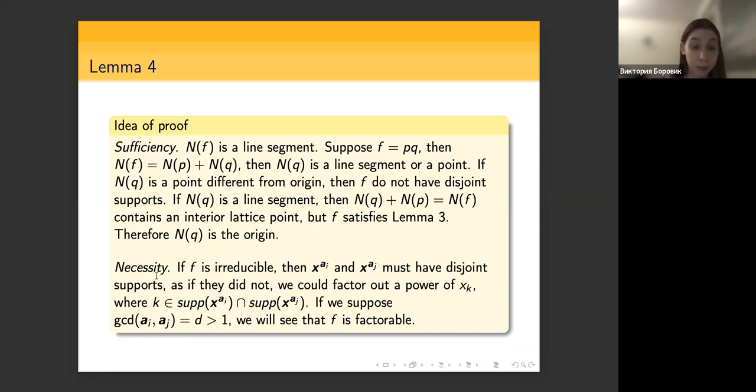And necessity. If F is reducible, then it is obvious that its monomials must have disjoint supports, because if they didn't, we could factor out a power of some variable. But if we suppose that the greatest common divisor of two exponent vectors is d greater than 1, we can see that F is factorable, and factoring in an appropriate automorphism gives a factorization of F. It isn't difficult, but I decided not to give it here.